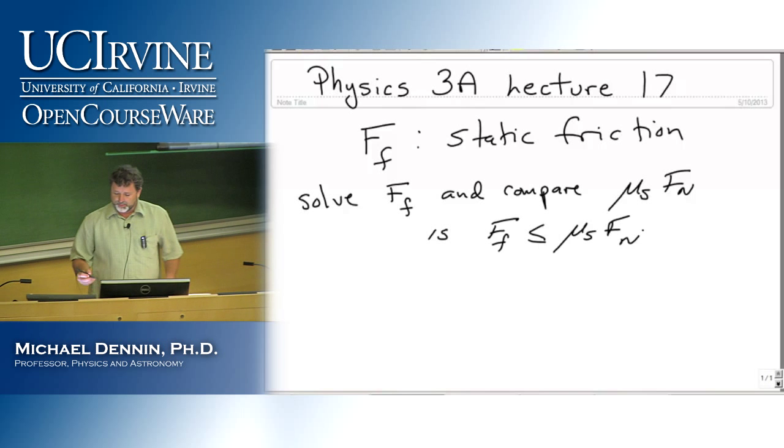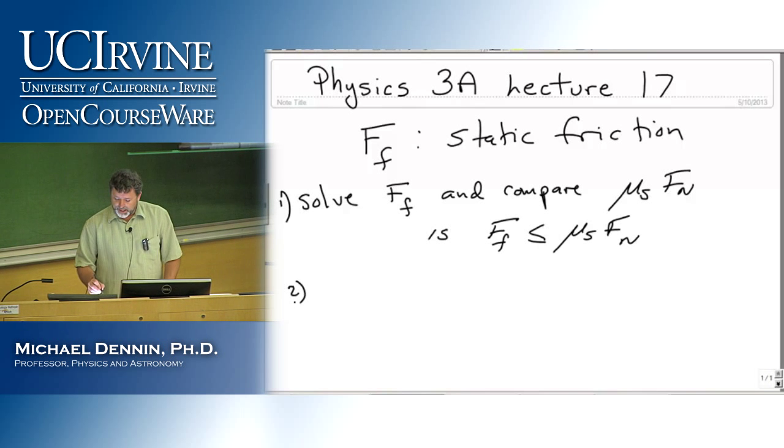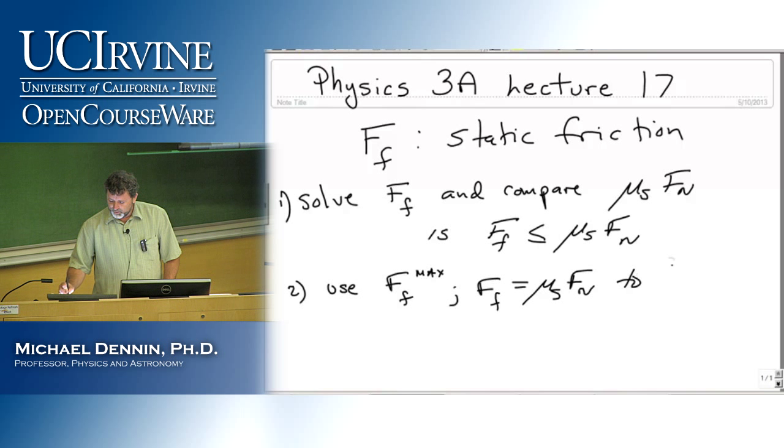That's one type of problem. The other type is you use the maximum value, which is FF equal to mu s Fn, to find something else.